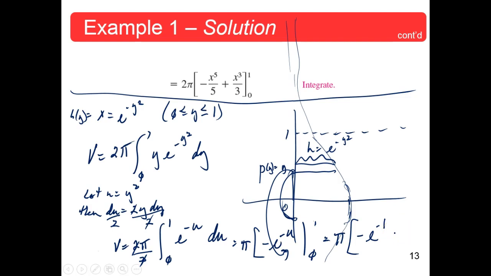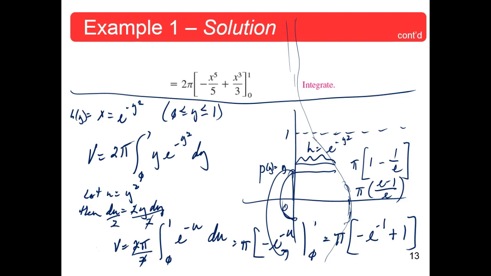Minus a minus, which is a plus, e to the minus 0. What's e to the minus 0? 1. Okay? So this is going to be pi times, I'm going to reverse those, 1 minus 1 over e. Is that okay? And if you wanted to fiddle with it a little bit, you could say it's pi times e minus 1 over e. Not that that's any better, but I don't know. Either of those answers is perfectly fine.